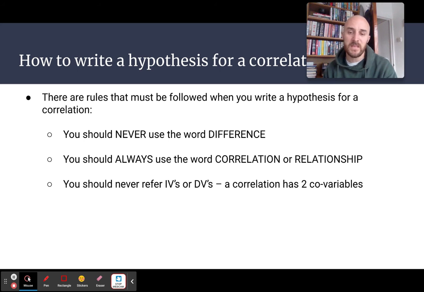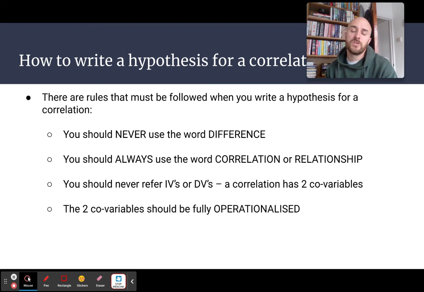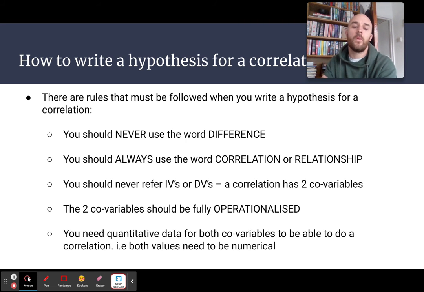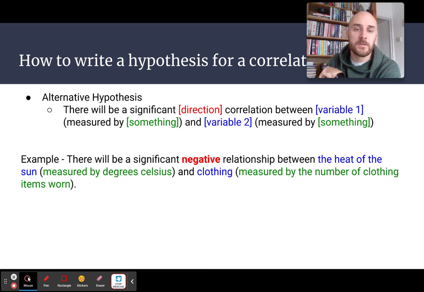Never refer to IVs or DVs because a correlation does not have IVs or DVs. It just has two covariables. And those two covariables need to be fully operationalized. And what we mean by that is you make them as specific as possible. How exactly are you measuring them? What's it out of, for example? And you would need quantitative data for both of those. So here is a good example.